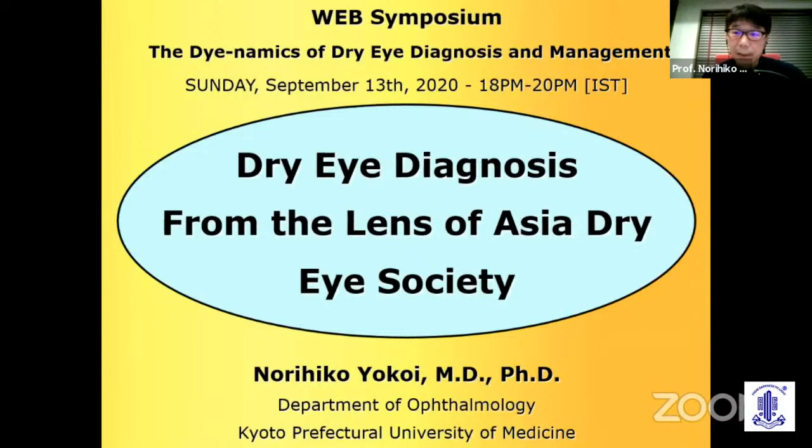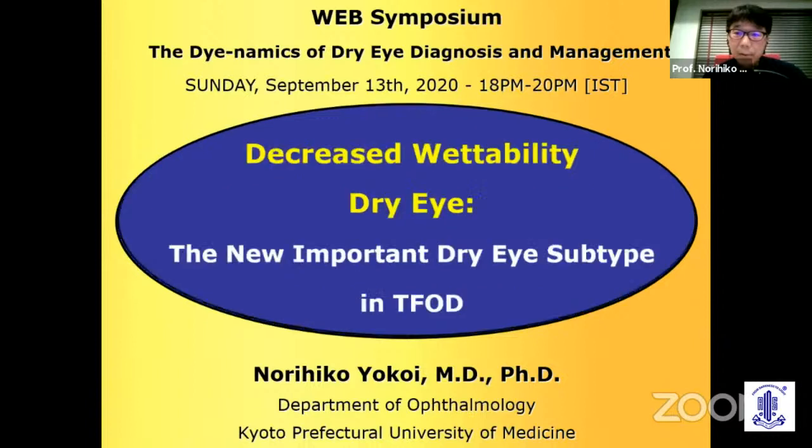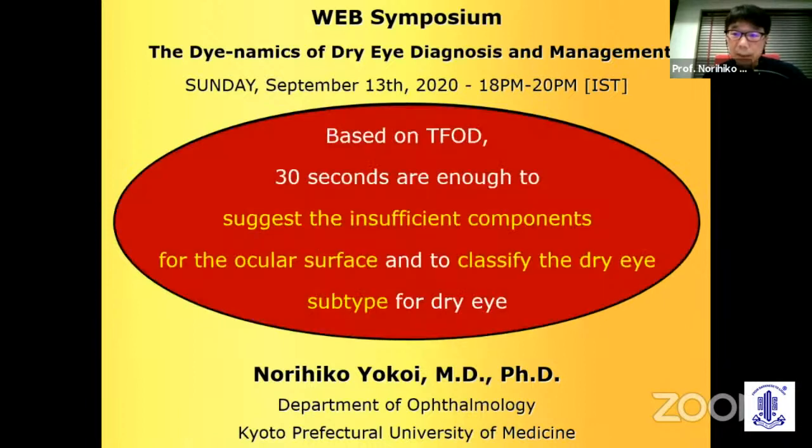Today, I will talk about dry eye diagnosis from the lens of the Asia Dry Eye Society, while introducing T-POT, tear film oriented diagnosis for dry eye based on fluorescent dynamics. I will also introduce decreased wettability dry eye, the new important concept in tear film oriented diagnosis. Based on T-POT, 30 seconds are enough to suggest the insufficient component of the ocular surface and to classify the dry eye subtype.